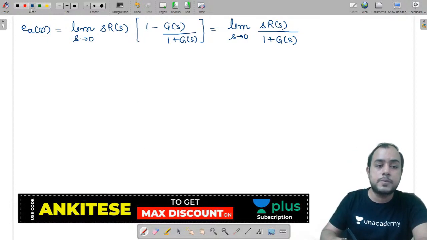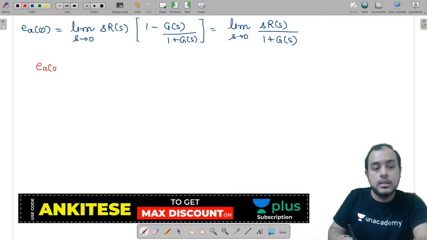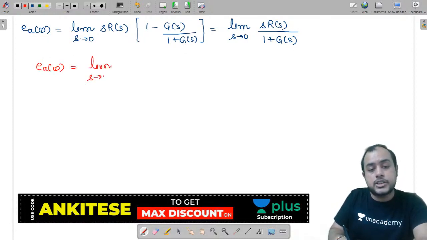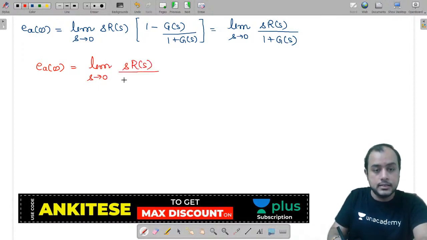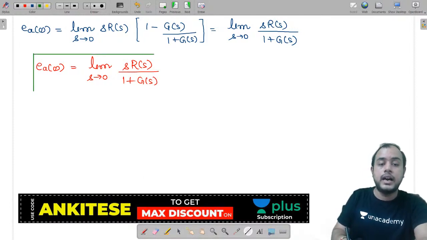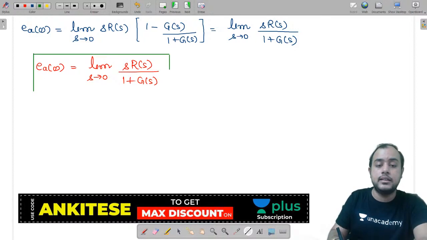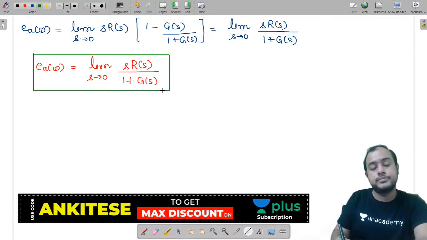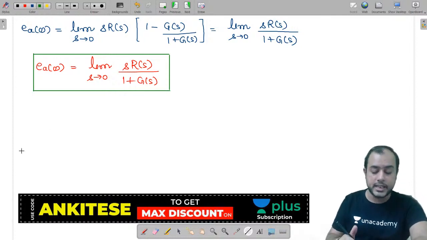So guys, this expression e_a(infinity) is the general expression of error in a closed loop system. It is a general expression of error. Are you guys with me on this? Tell me quickly. Are you able to understand, my friends? Okay, this is the general expression.